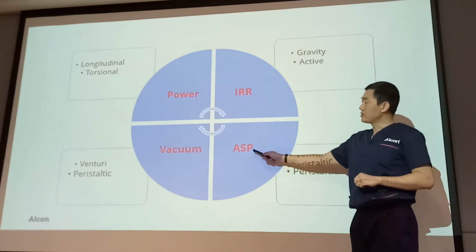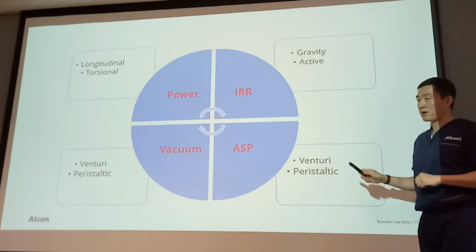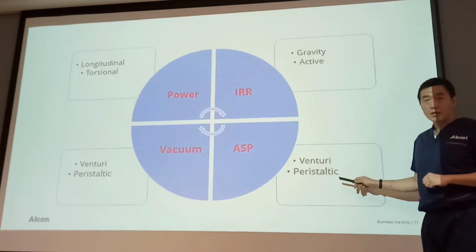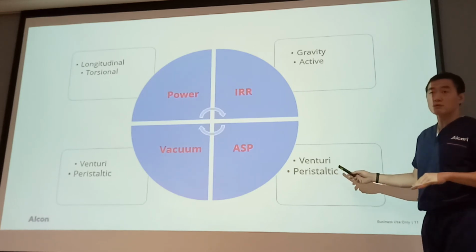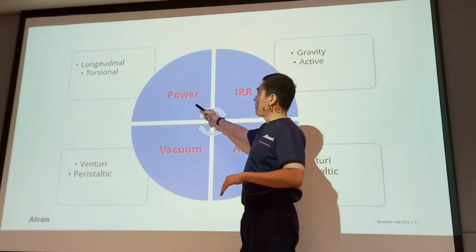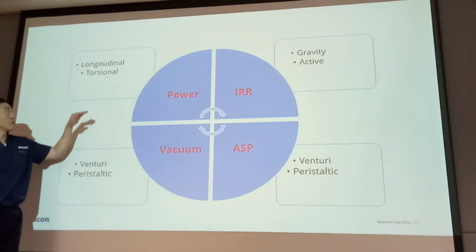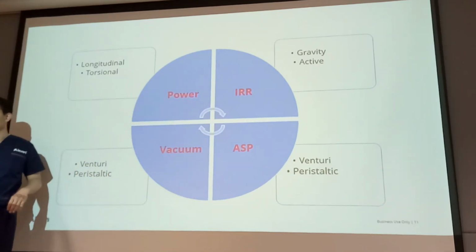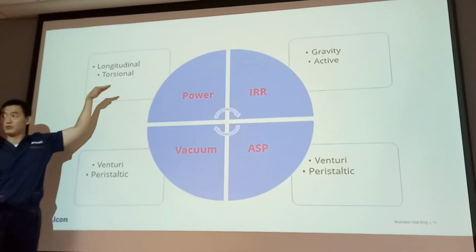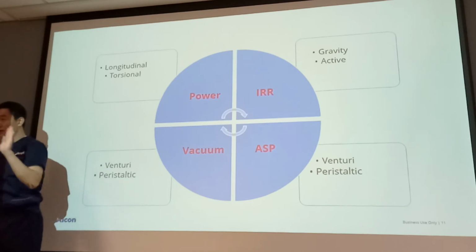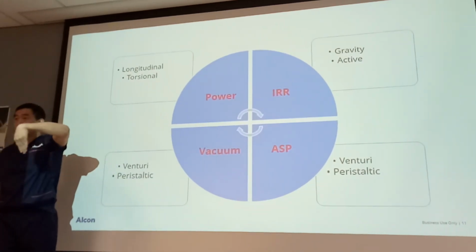And for aspiration and vacuum, we still have the Venturi and peristaltic. Now some companies have both and have a switch between them. And for phaco power, before we had longitudinal, now we have torsional. As the clinical study tells us, the longitudinal is working like this, pushing the nucleus, and torsional is working like this.